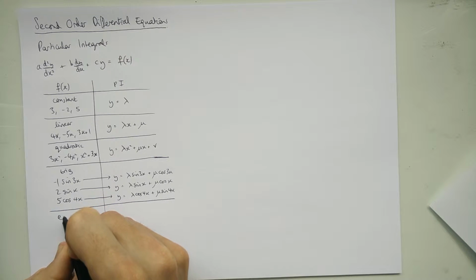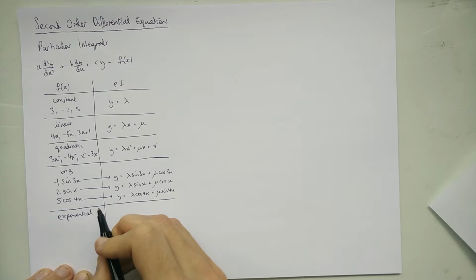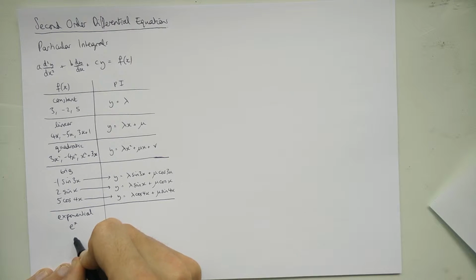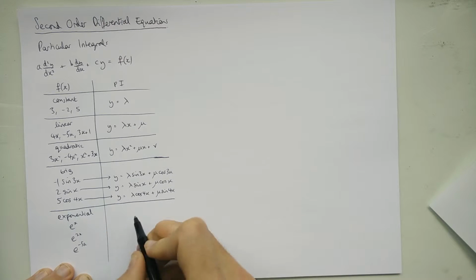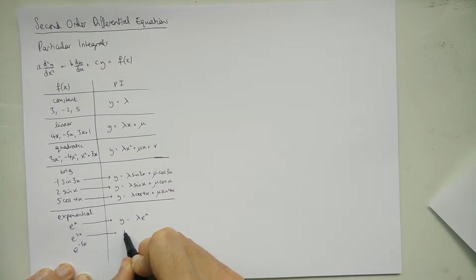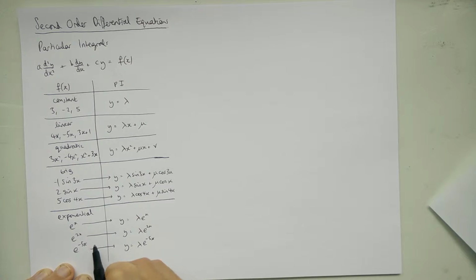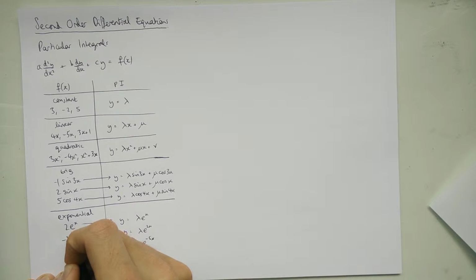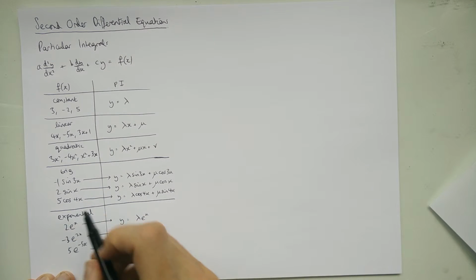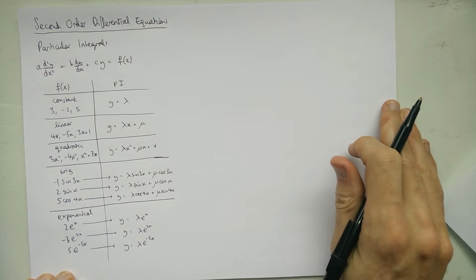The last kind of function you may see in FP2 is an exponential. It's very similar to the sine and cos above. You can have exponentials like e^x, or e^(2x), or e^(-5x). And then the particular integrals you use will be y is equal to lambda e^x, or here y is equal to lambda e^(2x), and here y is equal to lambda e^(-5x). So again, it's the number in front of the x that matters, that's what's got to be in your particular integral. Again, you could put a 2 here, a minus 3 here, a 5 here. It doesn't matter what number I put at the front, it's the number in front of the x that determines the particular integral.